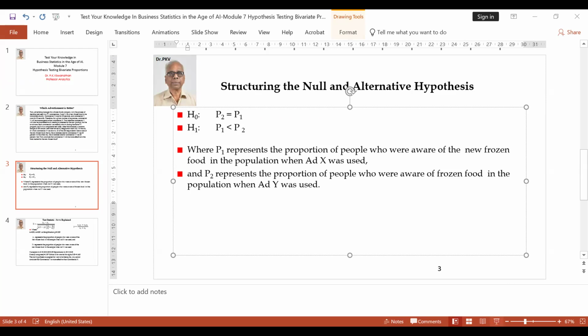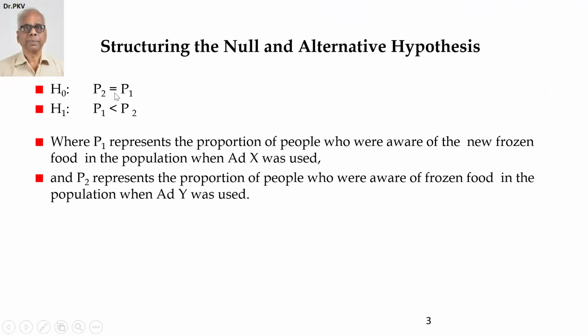In other words, if the null hypothesis is accepted, then we cannot conclude that P2 is better than P1, that is, ad Y is better than ad X. But if the null hypothesis is rejected, then P1 is inferior to P2, which means P2 is superior to P1. That is the conclusion. Okay? So let me just go ahead with the test.